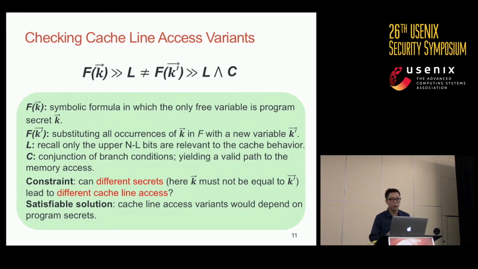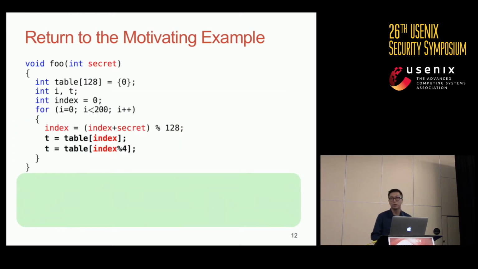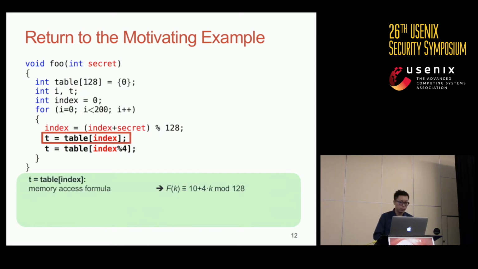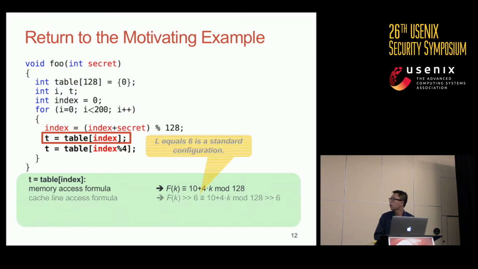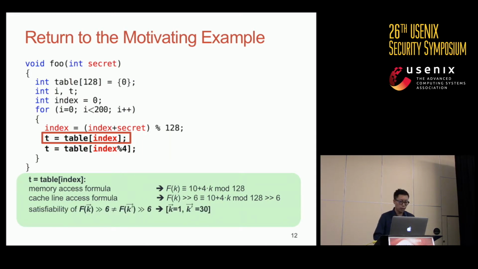So this may be too abstract, but anyway, we can go back to the example. For the first table query, the corresponding memory access formula is like this, and the corresponding cache line access formula is like this. Here we set l as 6, which is a pretty standard configuration. And to solve the satisfiability of this constraint, what we get is a pair of solutions, k equals 1 and k prime equals 30.